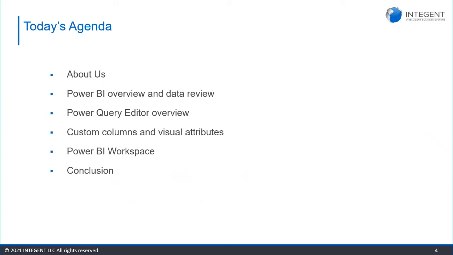Our agenda for today is going to cover these items. First, I'm just going to tell you a little bit about Integent and what we do, what services we provide. Then I'm going to look at Power BI overview and data review, which is going to focus on Project Online tables and fields and how to navigate the backend. We're going to look a little bit at Power Query Editor, just an overview of that and why you might want to consider using it, even though it is a little bit more of an advanced Power BI user experience. Looking at custom columns, visual attributes, and then looking at the workspace, some licensing requirements and what you might want there, and then a little conclusion.